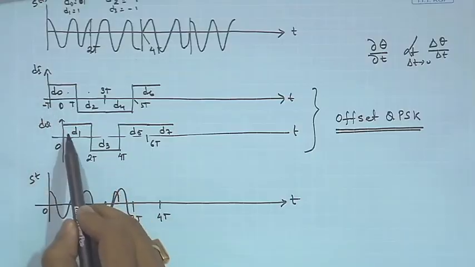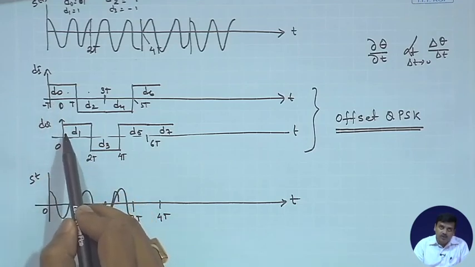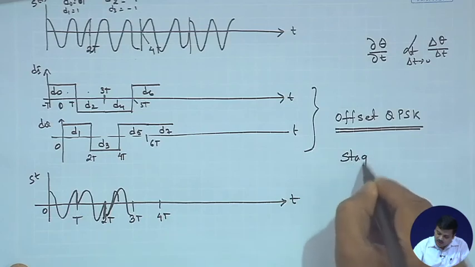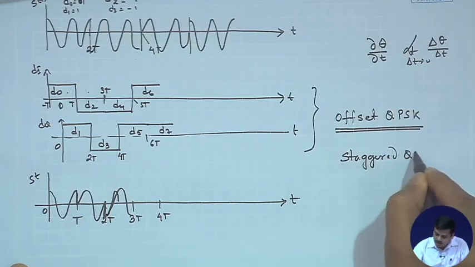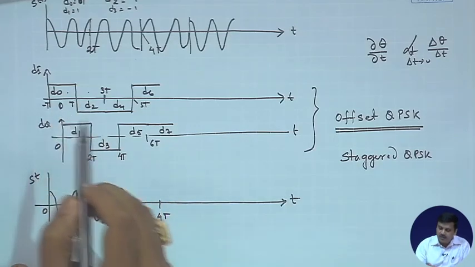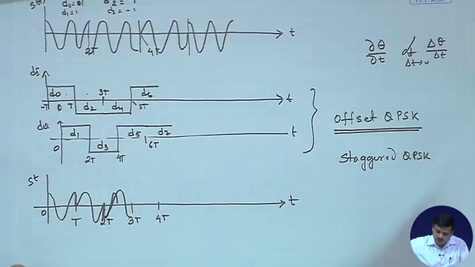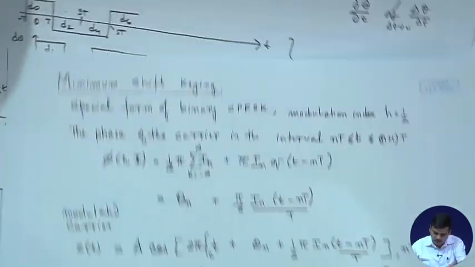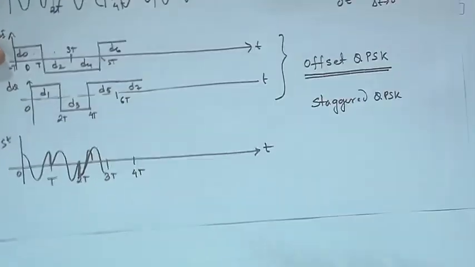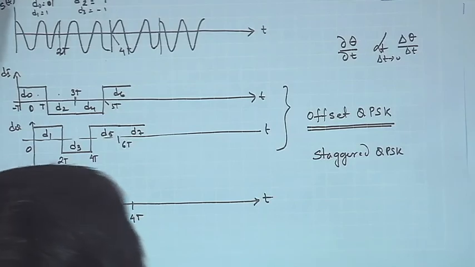So, if we would compare this with what we had before with the MSK, what we see is that there is a lot of similarity with what we are doing, and that MSK or this is also known as staggered QPSK, because you are staggering I and Q. The difference between this and the earlier one was, if we would look at the expression, you would be remembering it.